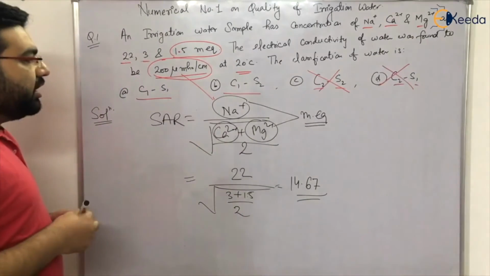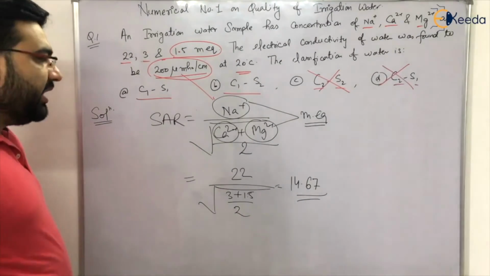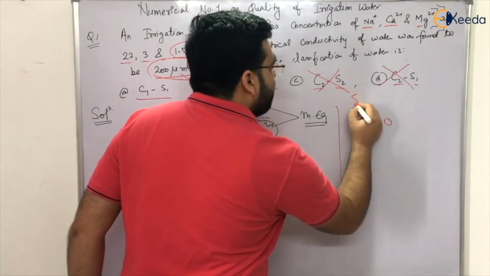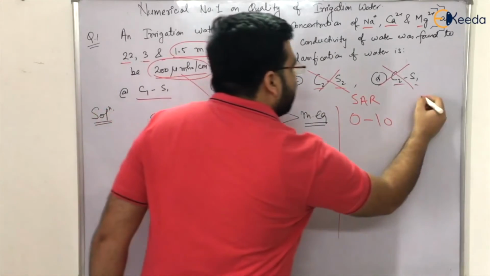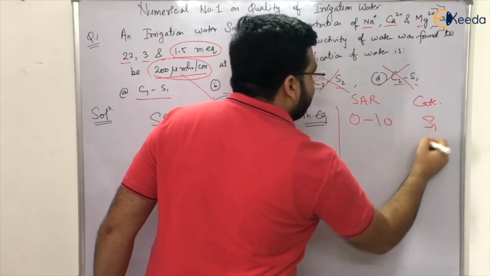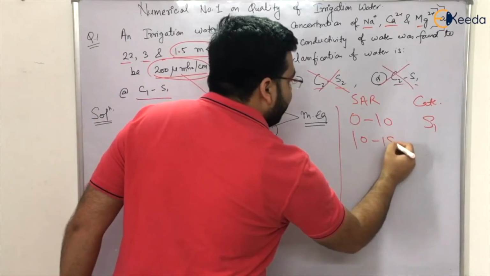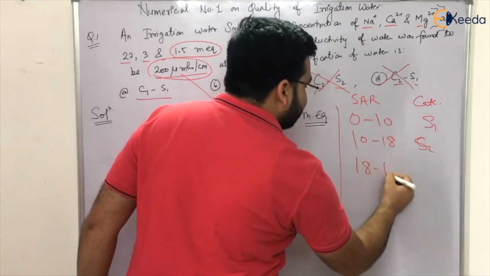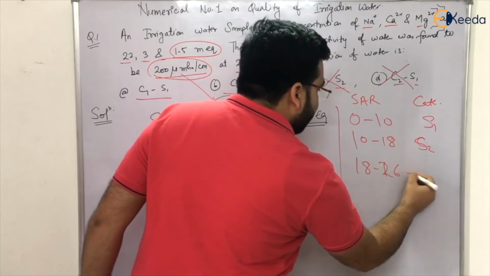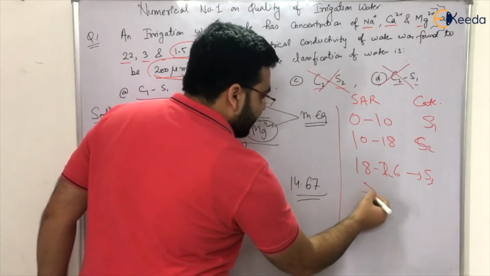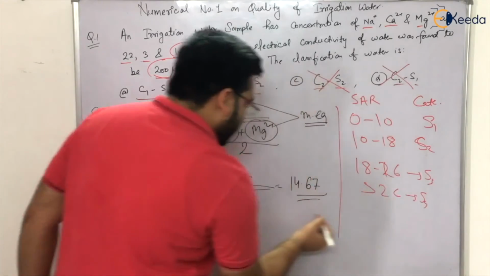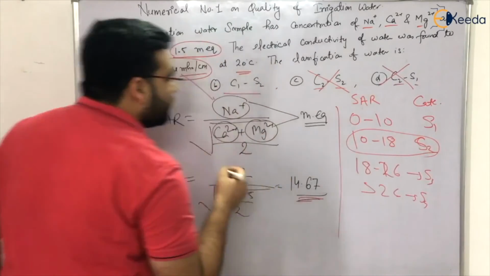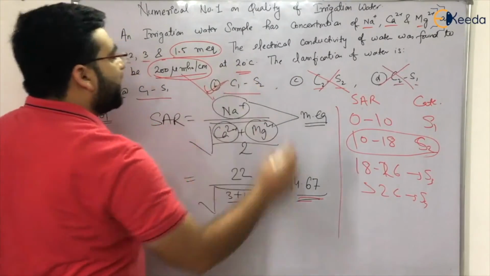Now I have to check in which category it falls. I told you that if the sodium absorption ratio is in between 0 to 10, the category of water sample is S1, right? If it is in between 10 to 18, it is S2. If it is in between 18 to 26, it is S3, and if it is greater than 26, it is known as S4. So it is 14.67, lying between 10 to 18, so S2 is the category. The correct answer would be C1S2.